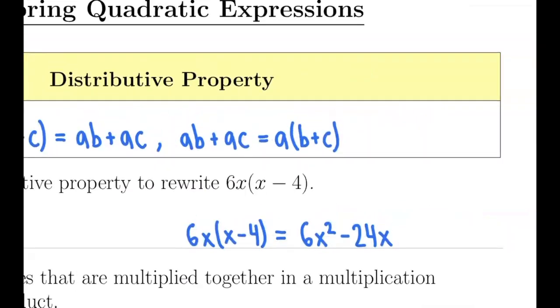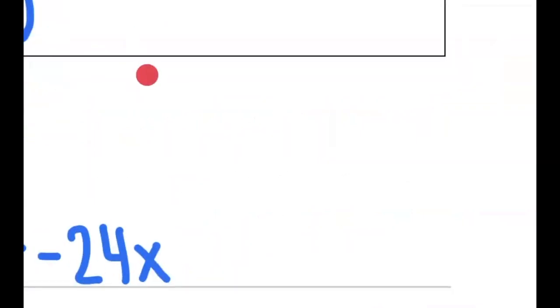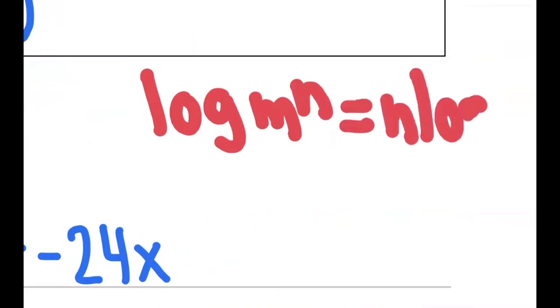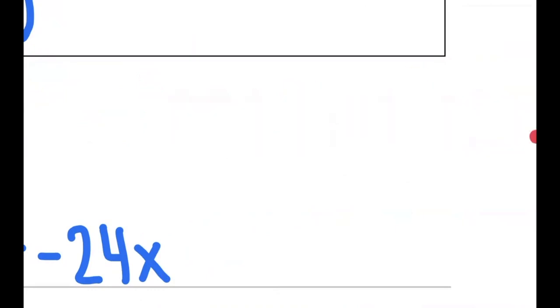I don't want to make this too complicated, but it's kind of like log properties. Like when you have log of m to the power of n, that equals n times log of m, right? And if you do that in reverse, that's still called the power property.